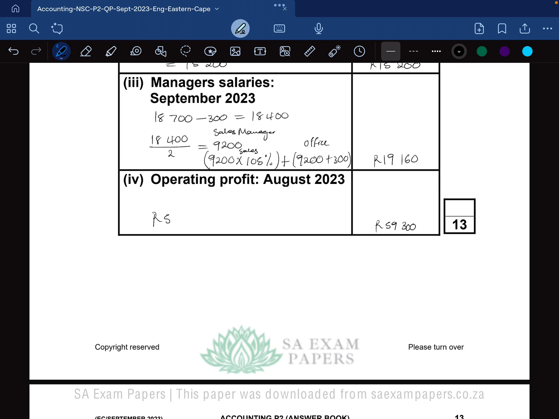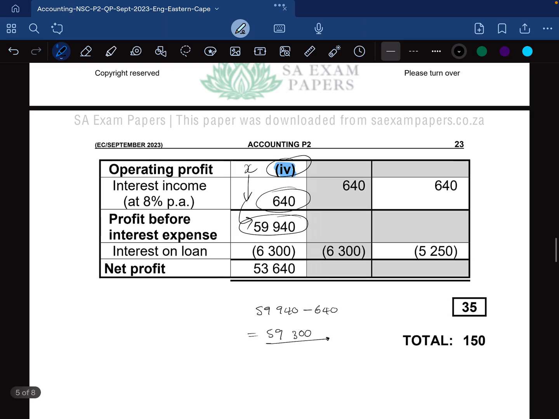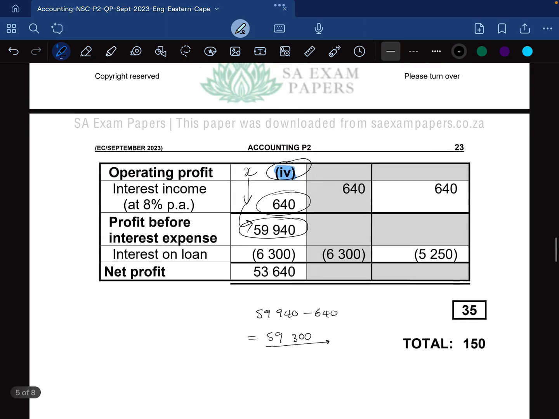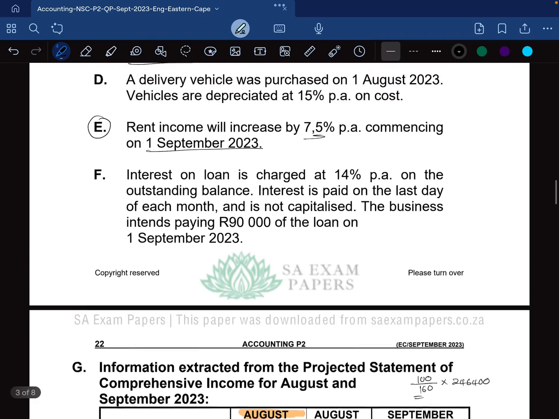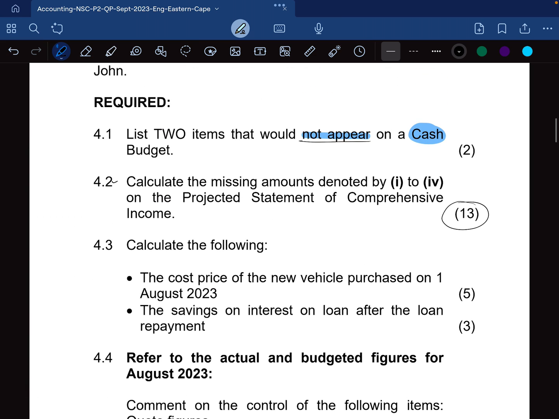So it was 59,940. Yes, minus 640. Let's just quickly ensure that the numbers are correct. Right. Great. So we are done with the second required, which is 4.2. We're done with 4.2, full 13 marks.